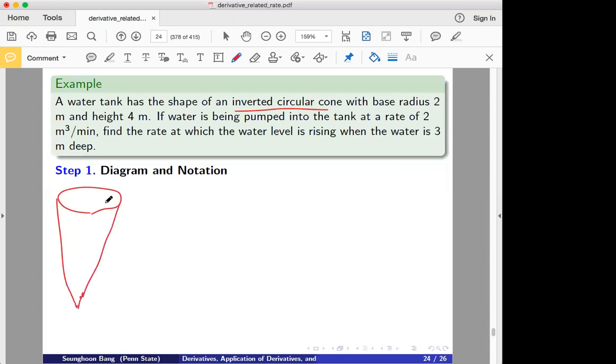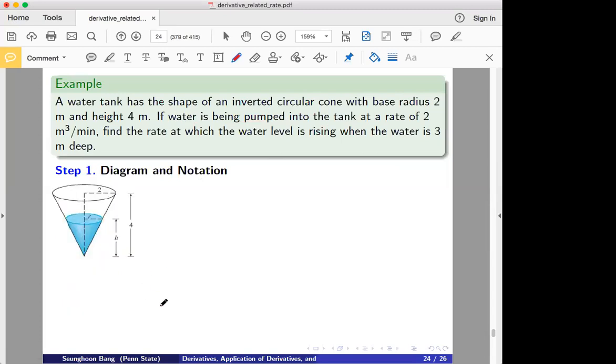So like this. Radius is 2, height is 4. So what happens? Water is being pumped into a tank. The water level is increasing. So we need radius, we need height. Water level is h, the volume is V. So we need these kinds of things, right?